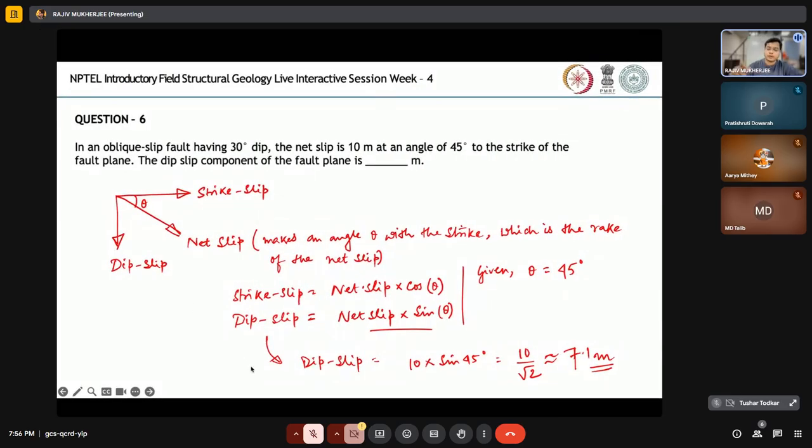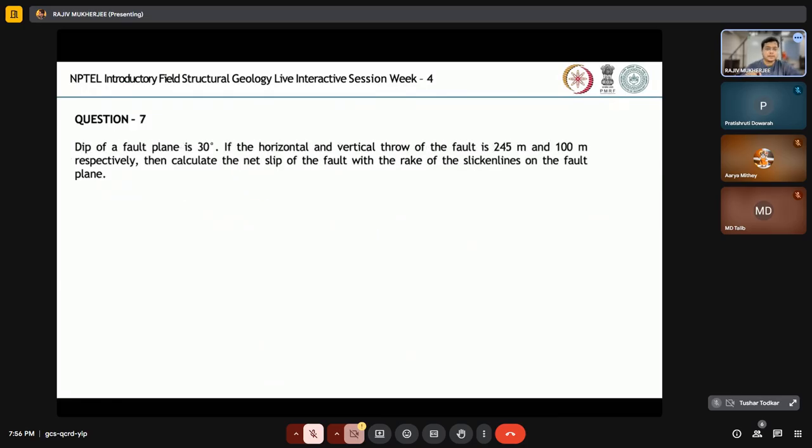Okay, so moving on to the next question. Dip of a fault plane is 30 degrees. If the horizontal and vertical throw of the fault is 245 meters and 100 meters respectively, then calculate the net slip of the fault with the rake of the slicken lines on the fault plane. Right?